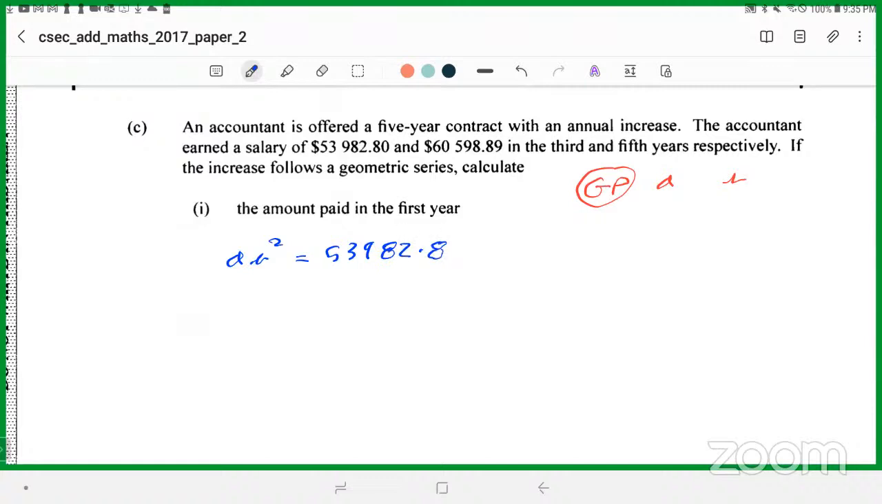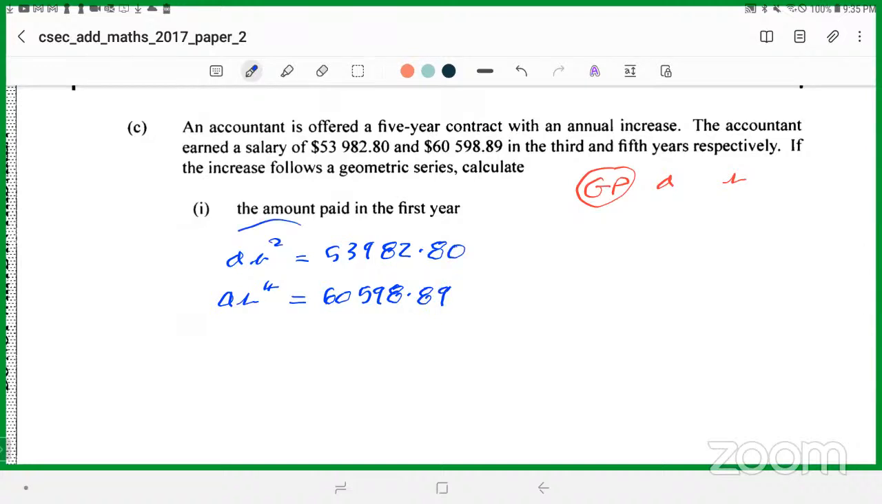53,982.8. I'm going to leave out the dollar sign. I don't need it. I know that I'm working in dollars. And this is the 5th term, which is AR to the 4th power. So AR to the 4th power is 60598.89. If I want to put the 0 on the end of this one, no problem.